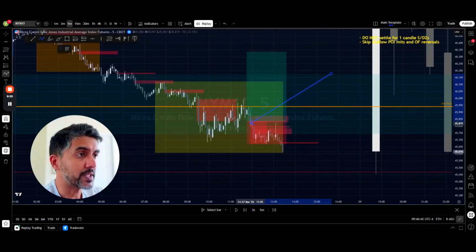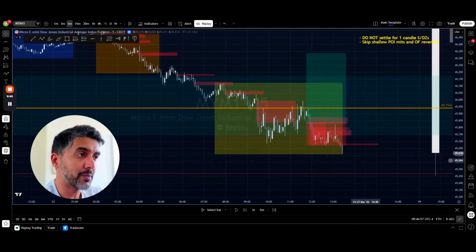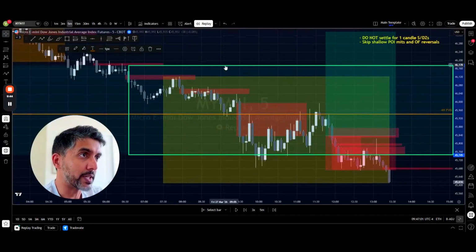We can see that price eventually does give us our entry, but unfortunately keeps in drawdown for quite some time before ultimately taking me out right before 1 p.m. Eastern, resulting in a loss. Now, the key learning here is if I was to zoom in on this price action, we can see by the green bar here that this was our initial 4-hour fair value gap that we were targeting.